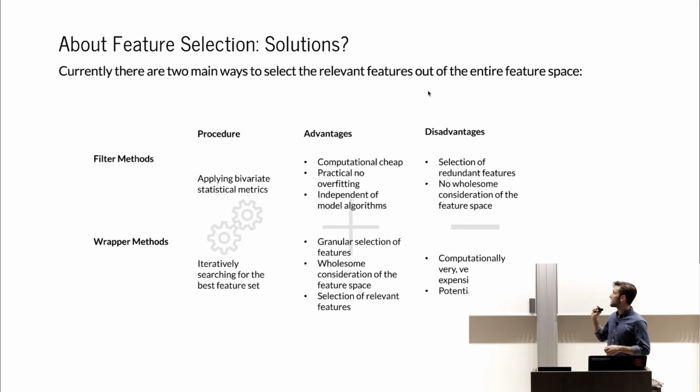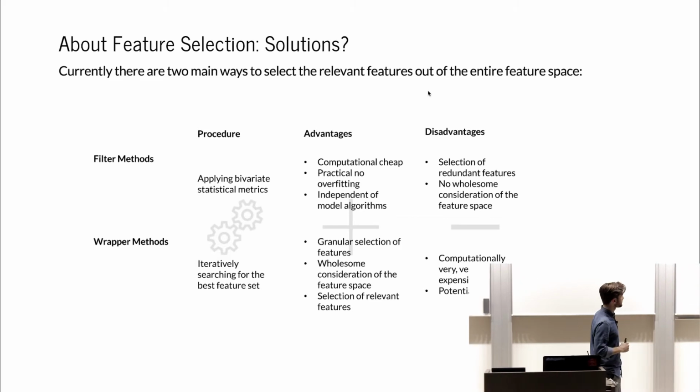The other thing is you don't actually look at the entire feature space. You have a lot of information at your disposal, and you choose to look at only one at a time. So that's also something that is quite a weakness of these filter methods.